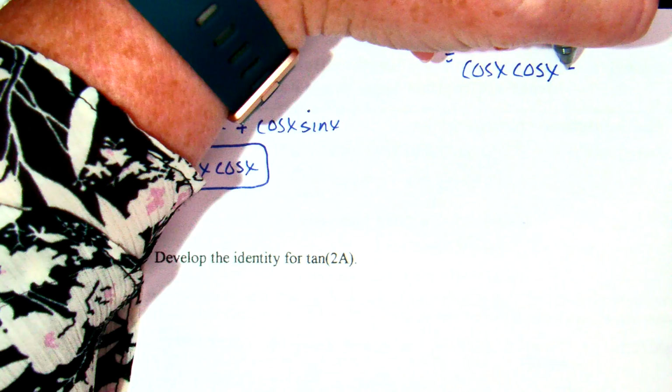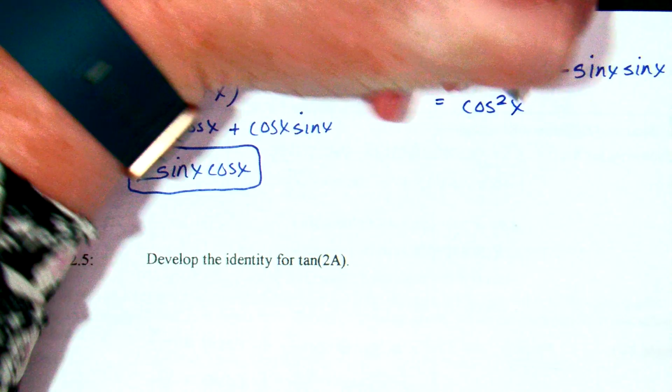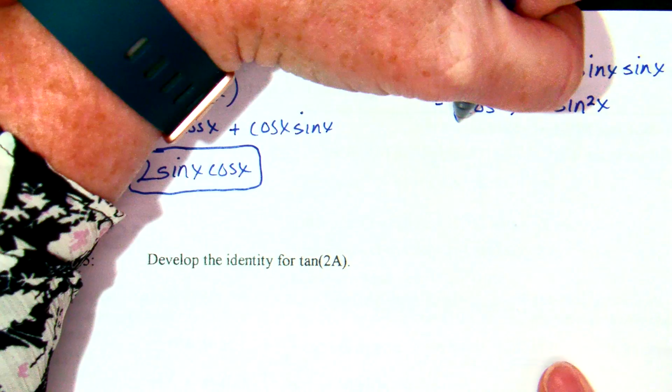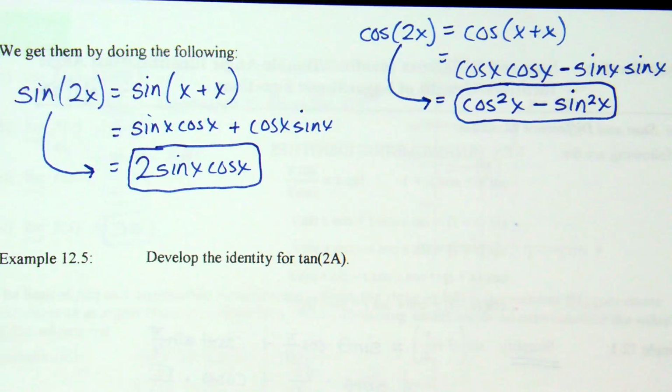Clean that up. What's cosine x cosine x? Cosine squared x minus, what's sine x sine x? Sine squared x. And notice right there, isn't that one of our 3 identities? That cosine 2x equals cosine squared x minus sine squared x? Okay?